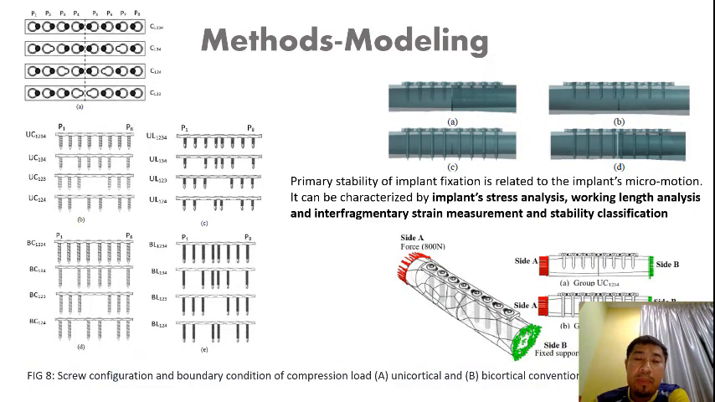Okay, talk about the modeling method. We try to consider every possible configuration as shown in figure 5, and we set the boundary condition, and we refer to the AO classification, and we also refer to the orthopedic surgeon just to make sure that we work within the specification of clinical requirement.